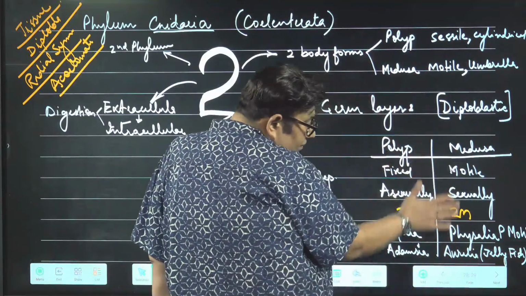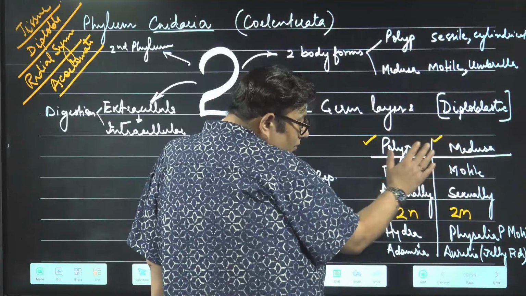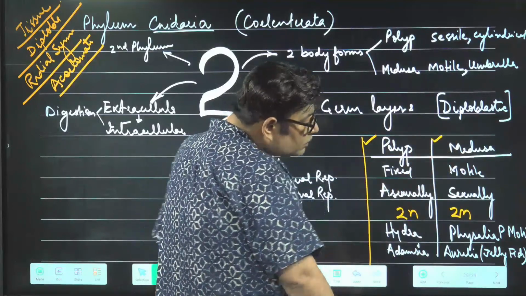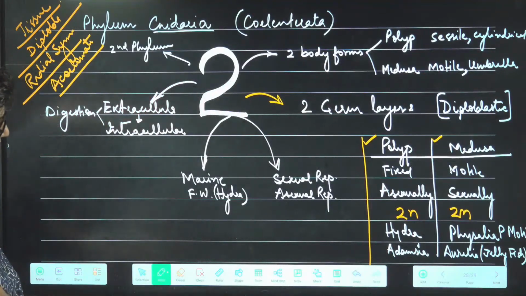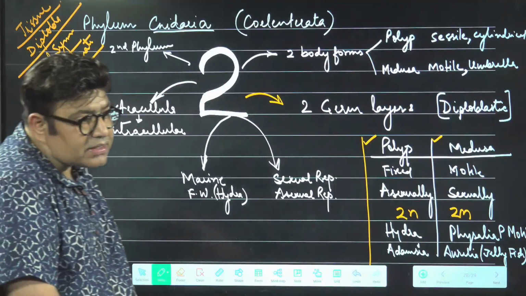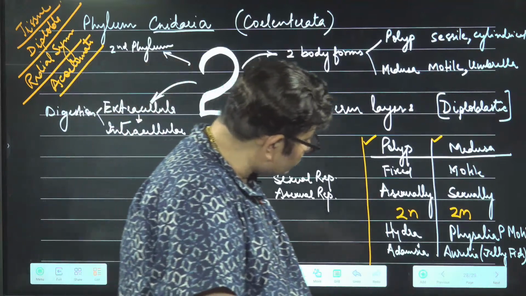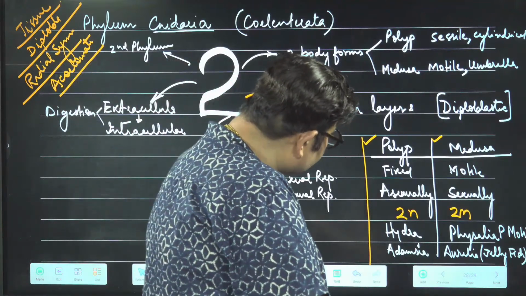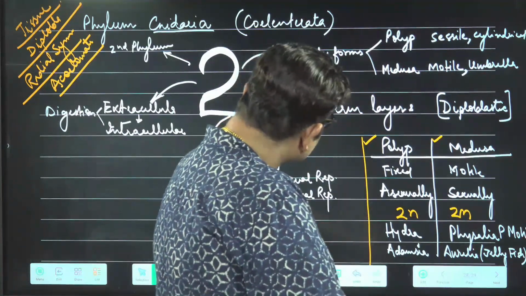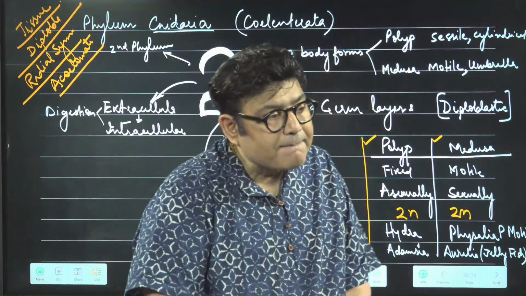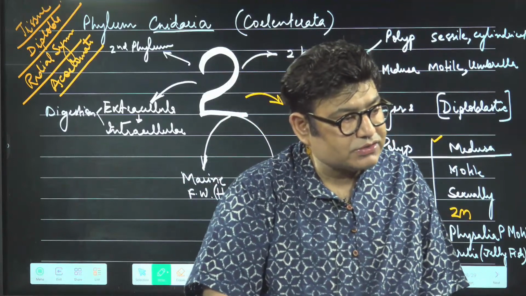So these examples, also with the forms, please write down. Moon jellyfish. Polyp: Hydra, Adamsia. Adamsia, common name, sea anemone. Aurelia, jellyfish, Physalia. Aurelia, very good, jellyfish. Yes, Jahanvi.